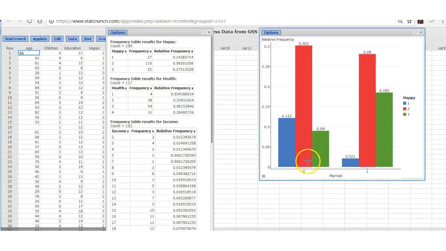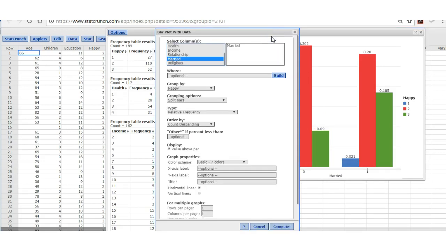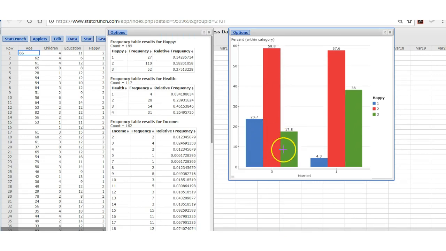If we wanted to know how many of the not married people answered that they were pretty happy, then we'd have to go back and change this a little bit. So here we would want to do either a relative frequency within the category or a percent within the category if we want it to show us that. This time it's telling us out of all the people that answered that they weren't married, 58.8% of them answered with choice number 2 about being pretty happy. So this gives us the percentage just within that category. These are the percentages for these people that were married. So there's two different ways to look at the same thing.